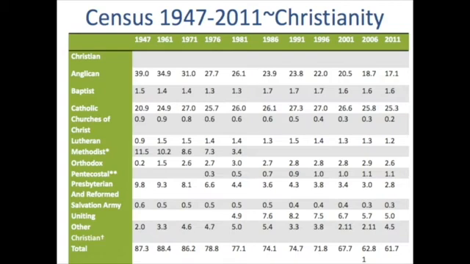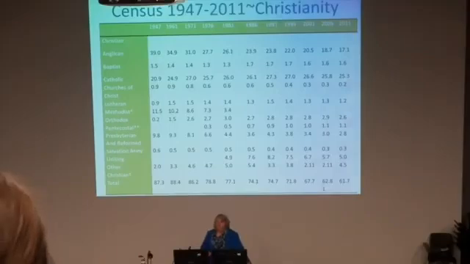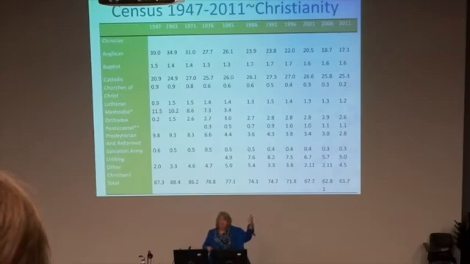Let's have a look here at Uniting Church. Blank, blank, blank, blank. Oh, 4.9 in 1981. What happened? It merged. It didn't merge with anybody. It got created. It got created by the merger of 3 different Christian denominations. And they were Congregational, Methodist, Presbyterian.